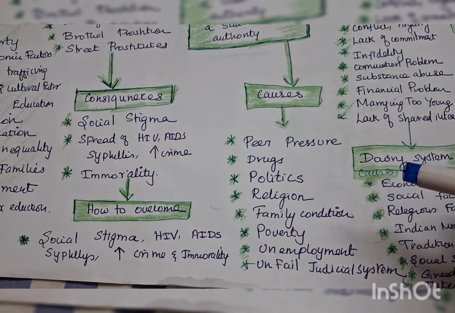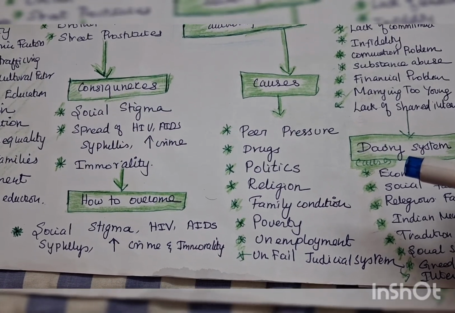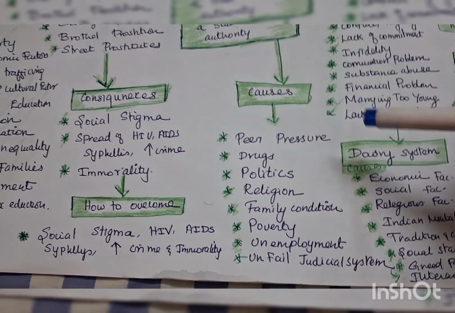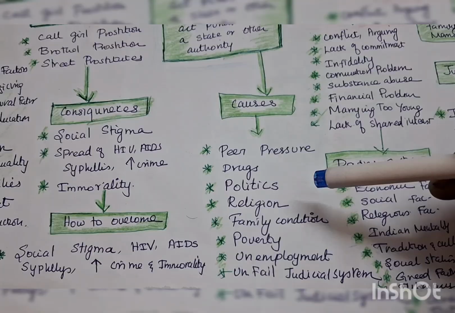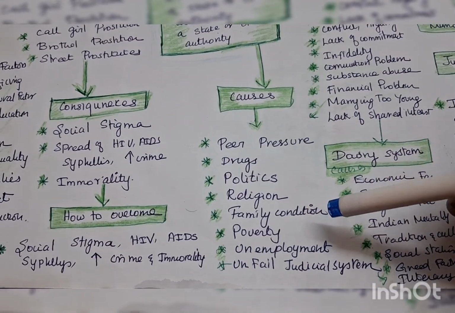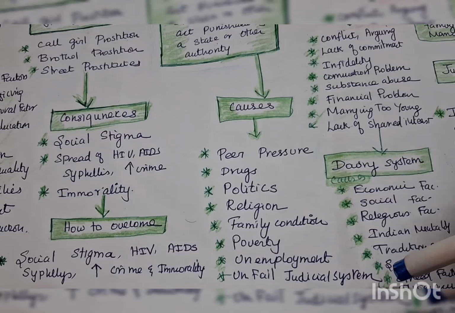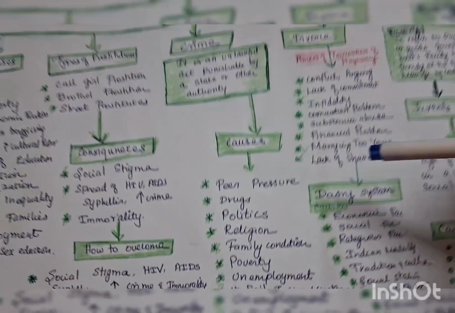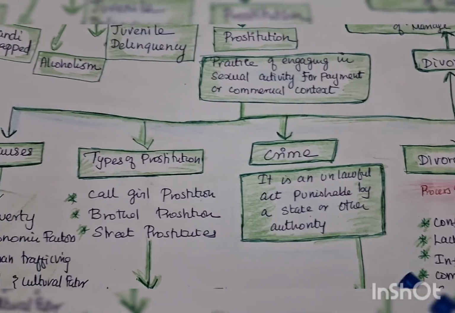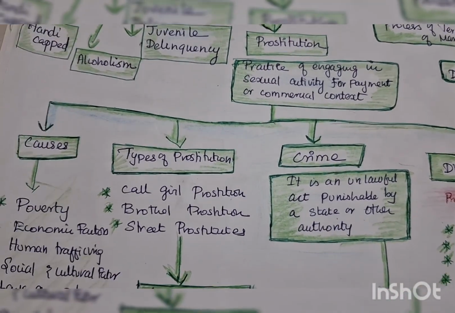And one boy killed him. Four boys together joined, they killed one boy. What is that? It's called peer pressure, tracks, politics, religion, family condition, poverty, unemployment, and a failed judicial system. Okay, that is the thing. And that is another, I think the second is a crime we have discussed.